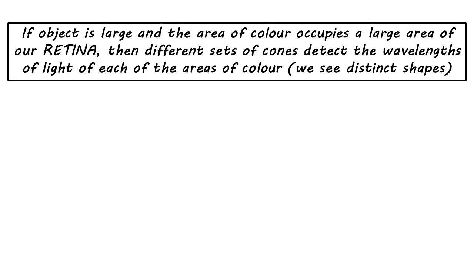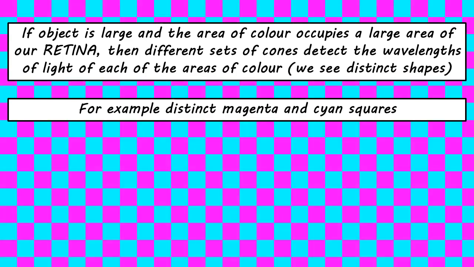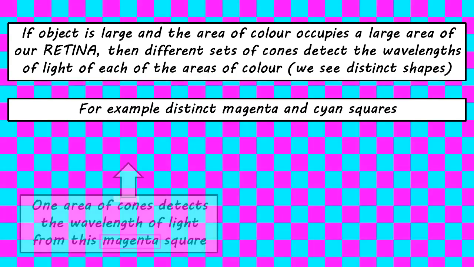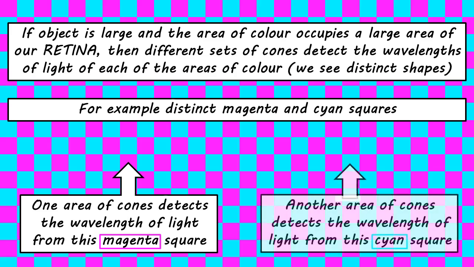If the object is large, and the area of colour occupies a large area of our retina, then different sets of cones detect the wavelengths of light of each of the areas of colour. We see distinct shapes. For example, distinct magenta and cyan squares. One area of cones detects the wavelength of light from this magenta square. Another area of cones detects the wavelength of light from this cyan square.